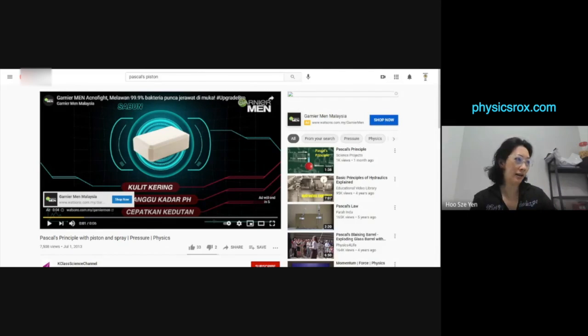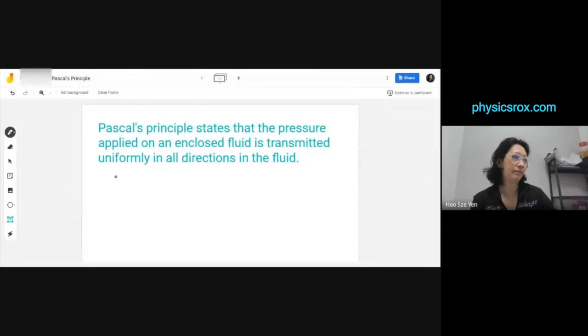So as the lecturer said in that video just now, Pascal's principle states that pressure applied on an enclosed fluid is transmitted uniformly in all directions in the fluid. I took this definition from your textbook. This is the official definition that you use if you were asked to define Pascal's principle. You can follow this from your textbook. You don't have to write exactly.